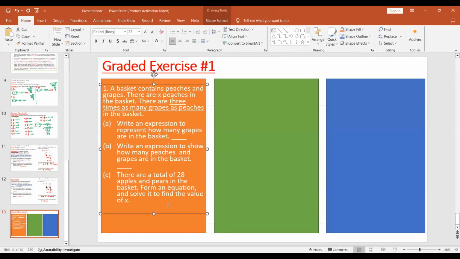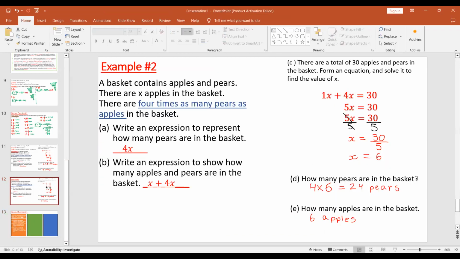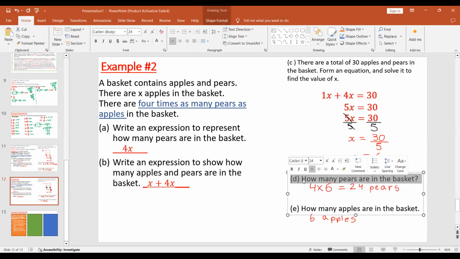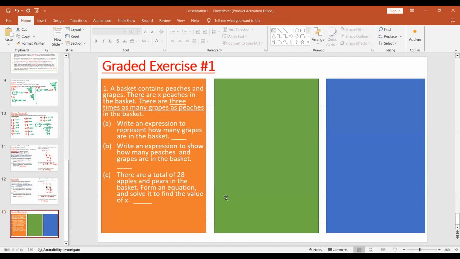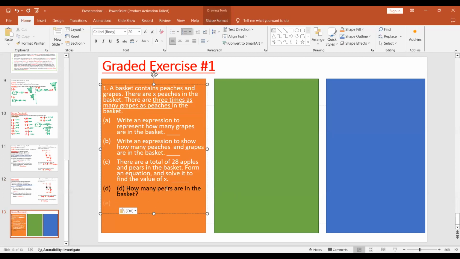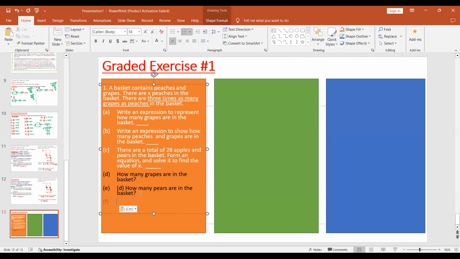And then let's figure out how much that is. And then D is how many grapes are there, and then E is gonna be how many peaches are there. So it's gonna be how many grapes are there in the basket, and how many peaches are there in the basket.